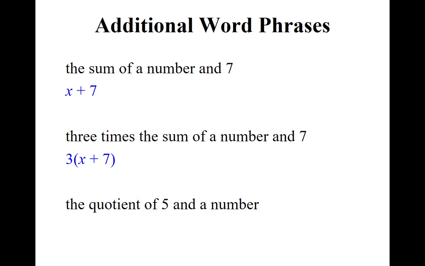Finally, the quotient of a number, the quotient of 5 and a number. Why do I have to correct myself there? Because order matters with division words like quotient. So 5 and a number, the quotient of that would be 5 divided by the number, 5 divided by x.